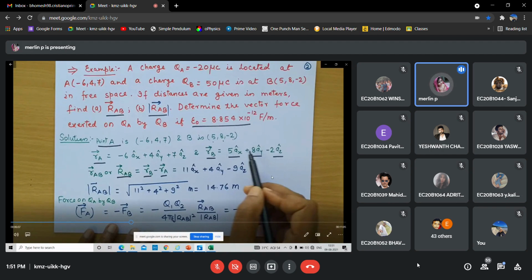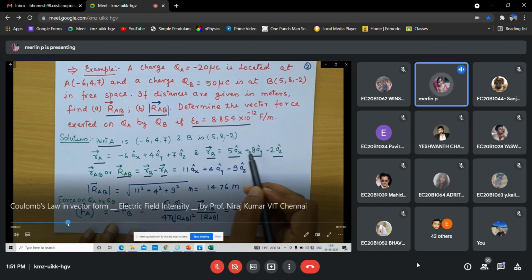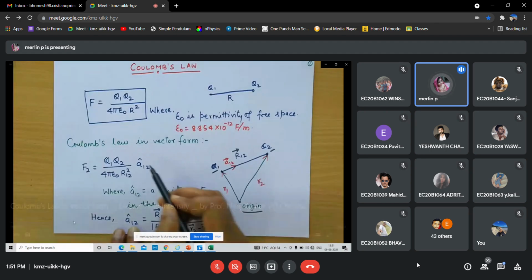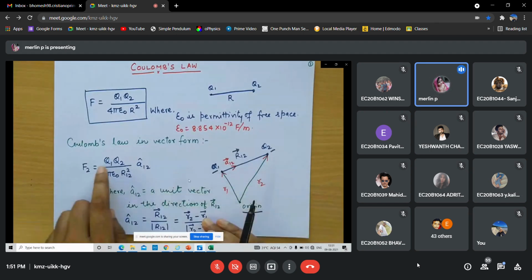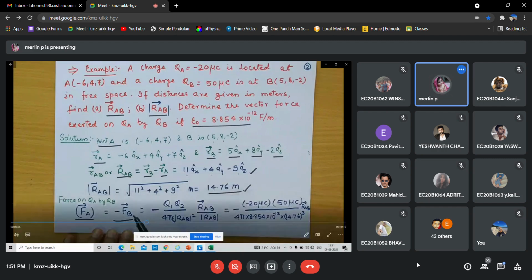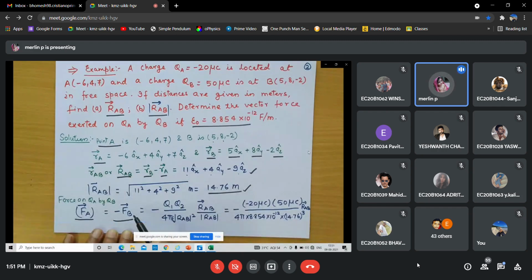And the unit vector I told, for any unit vector calculation you have to write this formula like this: A12 is equal to R12 vector divided by magnitude of R12. So here for A we have one unit vector, that will be like RAB cap. For that they have written RAB vector divided by magnitude of RAB.